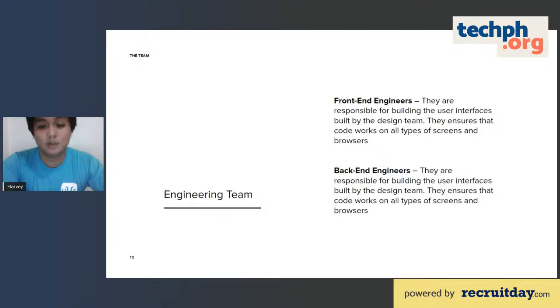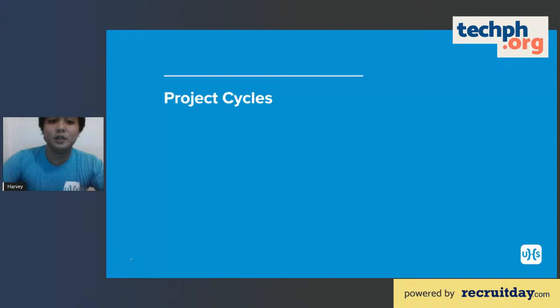Now that you have known the structure of the team, let me show you the project cycle. Here, I would say again, this is really an evolution of how things change over time to make things better in our project cycle. So let me start with this.